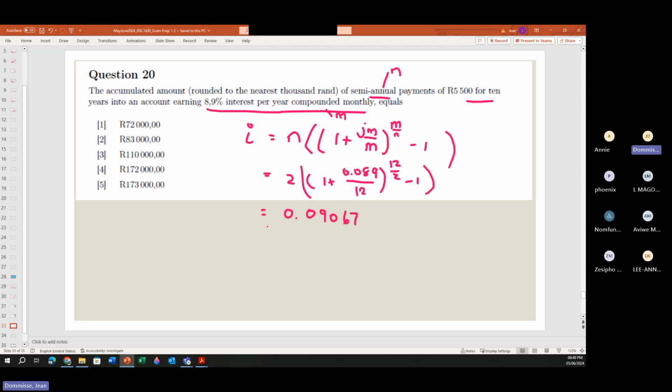0.09067. If I multiply that by 100 to get to a percentage, I will get that my interest rate now is 9.0667. Okay, so that will be the interest rate that I will be using: 9.0667. My PMT is equal to minus 5,500.